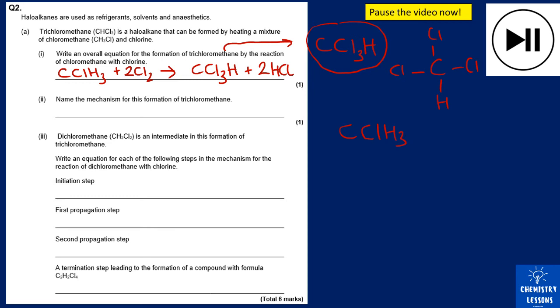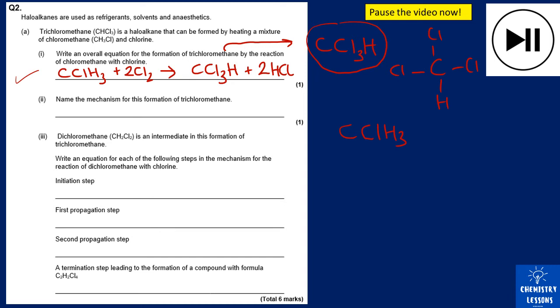And I would need UV light here, although it hasn't asked me for conditions, so that's not necessary. But that there is my balanced equation, my overall equation. It doesn't show any propagation or initiations. That's just the overall equation.